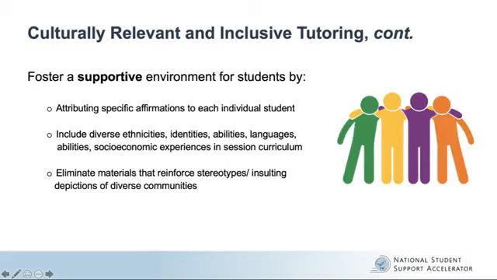It is also important to foster a supportive environment by weaving in consistent, authentic messages of affirmation for each student, including diverse ethnicities, languages, abilities, identities, and socioeconomic experiences in sessions, and eliminating materials that reinforce stereotypes or insulting depictions of diverse communities.